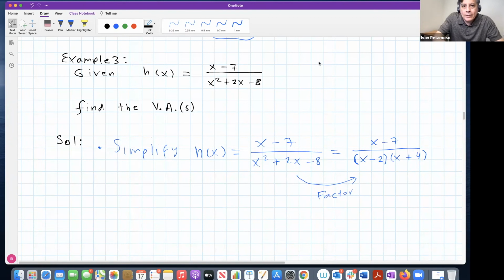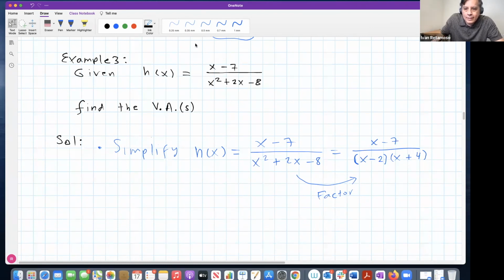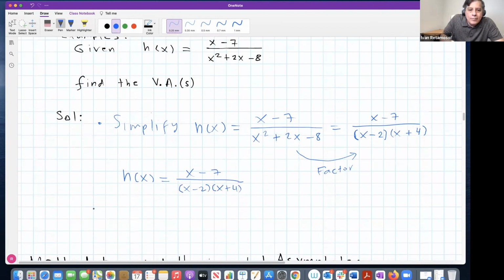But now notice that there is nothing to cancel there, right? This is 7, this is 2, this is 4, nothing to cancel. So in simplified form, h of x is just this. We're not able to cancel anything there. Very good. Now go over the second step.